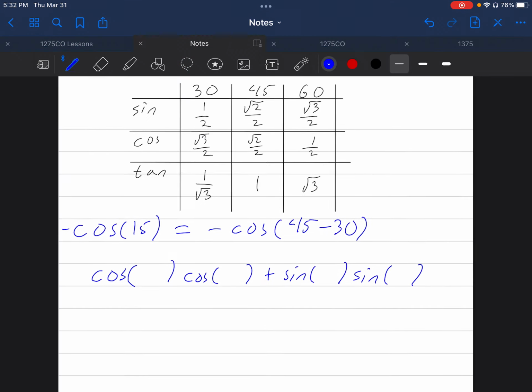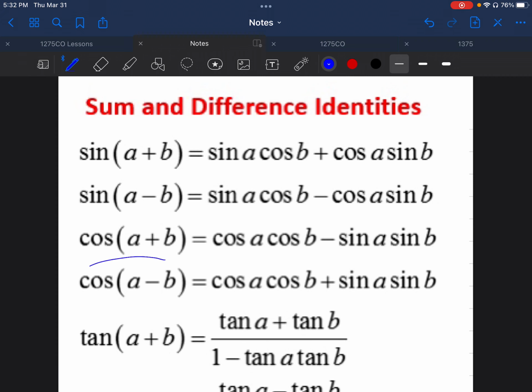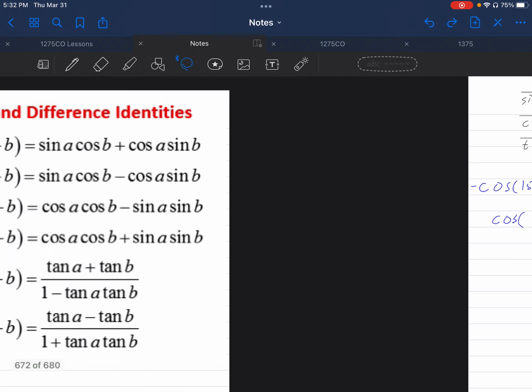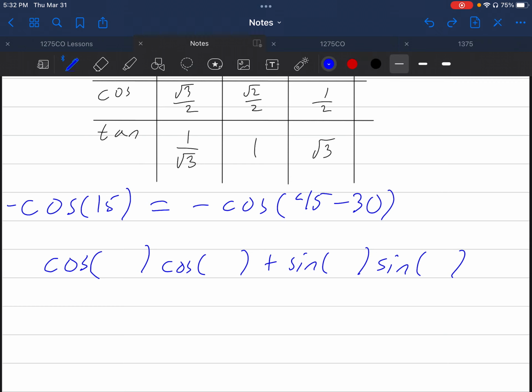But following this formula, now we are using the cosine A minus B formula because we're looking at the cosine of 45 minus 30. That's going to be the cosine of A times the cosine of B plus the sine of A times the sine of B. So if we look at our 45 minus 30, A is equal to 45, B is equal to 30, this is the cosine of 45 times the cosine of 30 plus the sine of 45 times the sine of 30. And remember, there is a negative in front of there. So that means there has to be a negative in front of here. That's this negative becoming that negative right there.